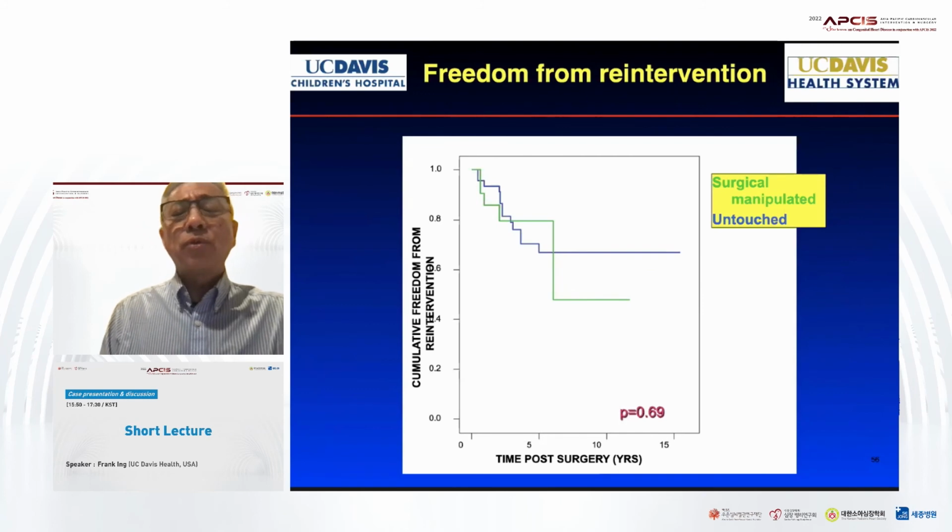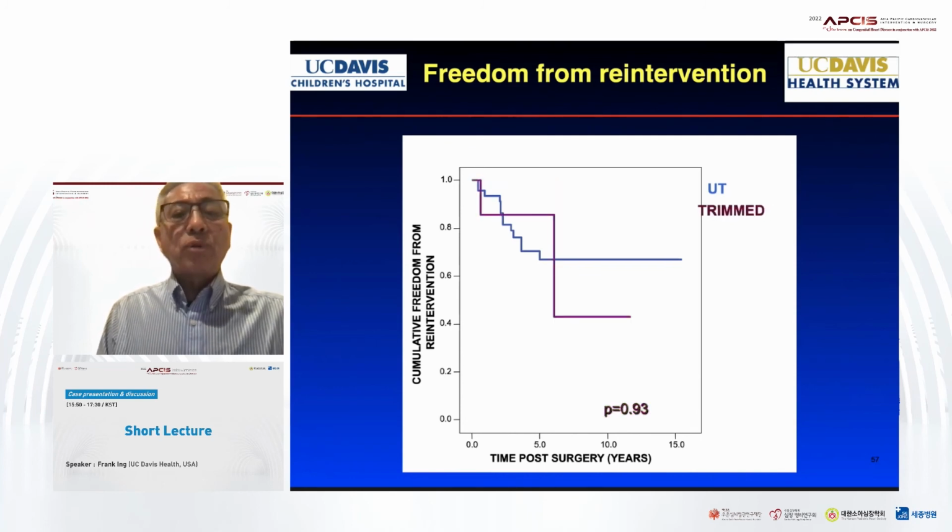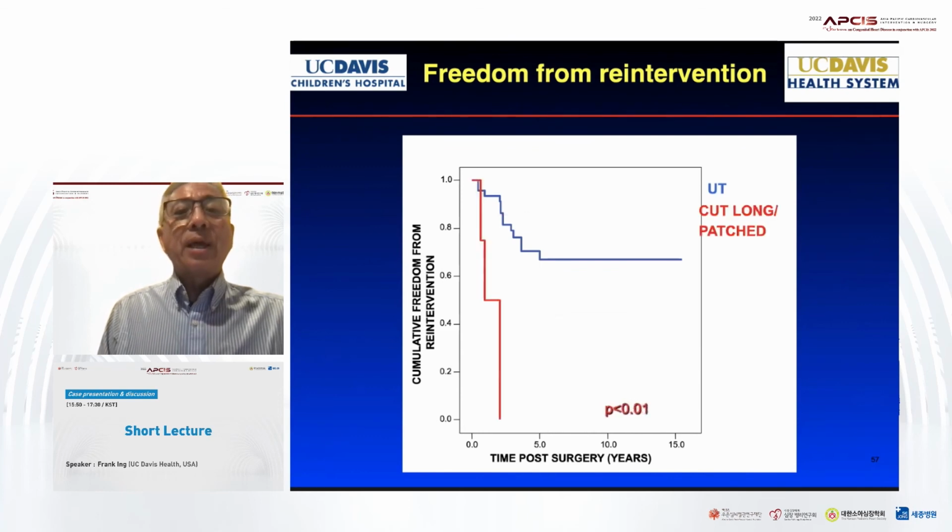If you look at the different types of surgical manipulation, this is the group that did not have the stent touched, and that's the freedom from reintervention. The stents that were removed were the green line here. If you go to the one where things were trimmed, this was the reintervention rate. And then if you go to the one where it was cut open, this was significant. Again, pointing out that if you fillet the stent longitudinally and put a patch in, the risk of reintervention is a lot higher.